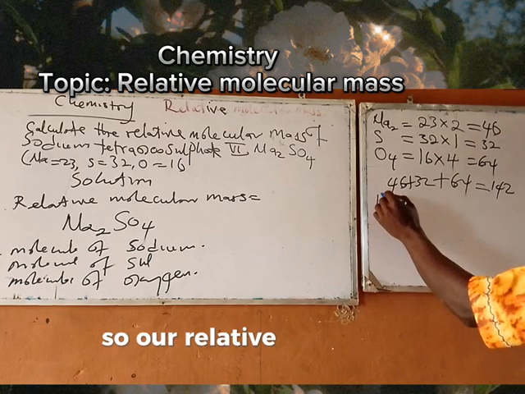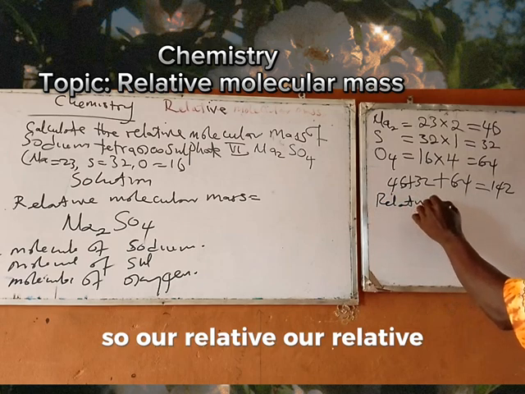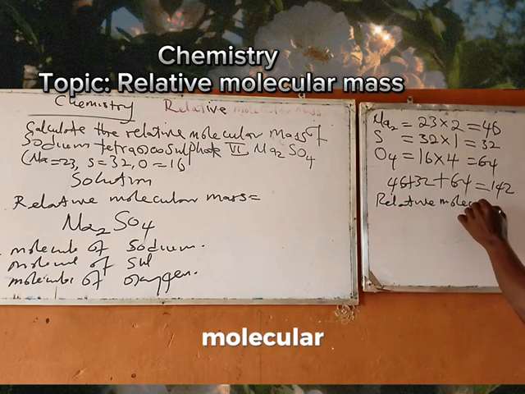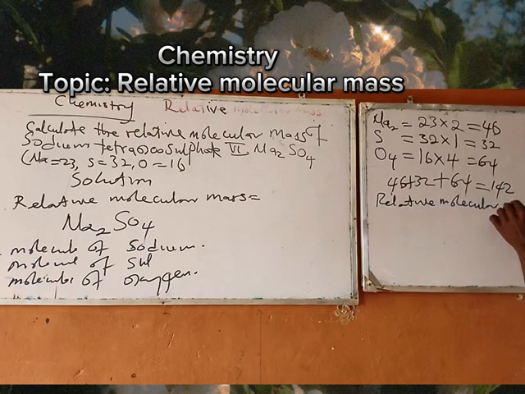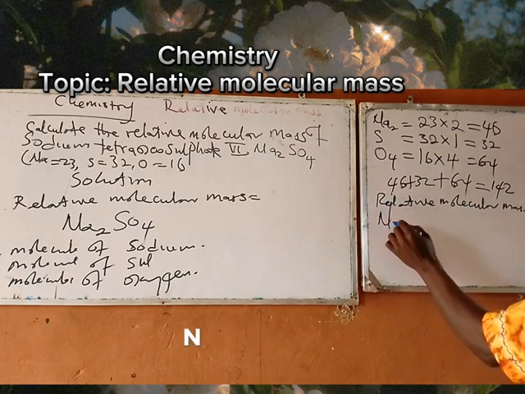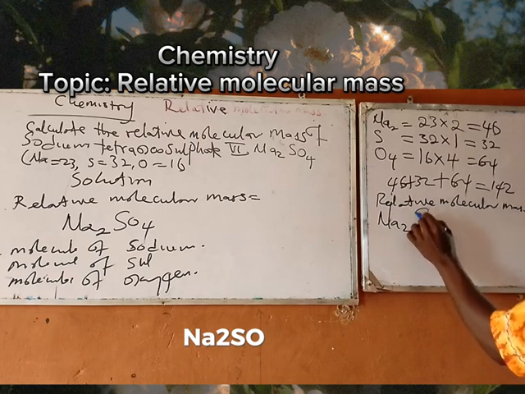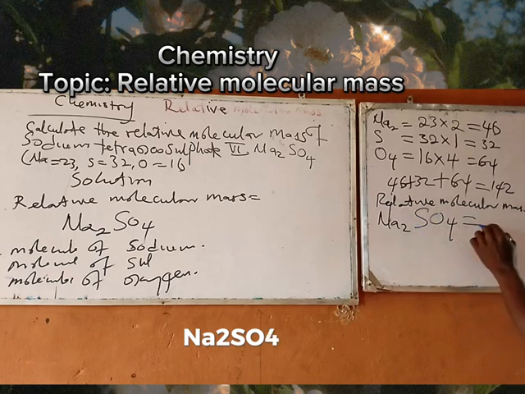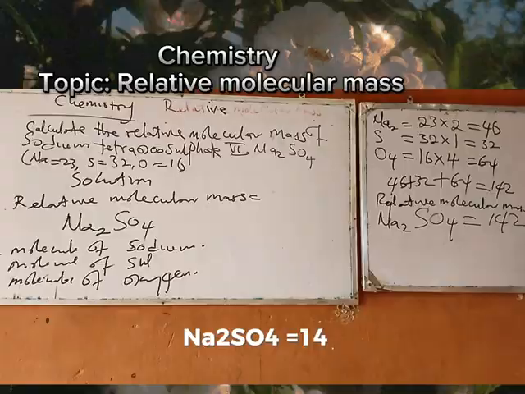So our relative molecular mass of Na2SO4 will be equal to 142.